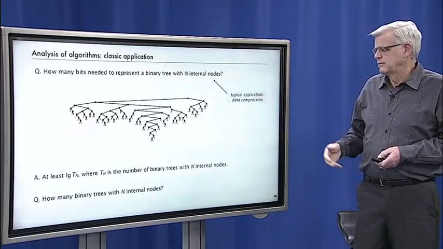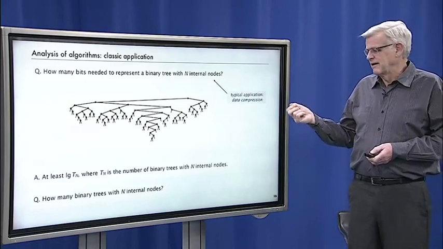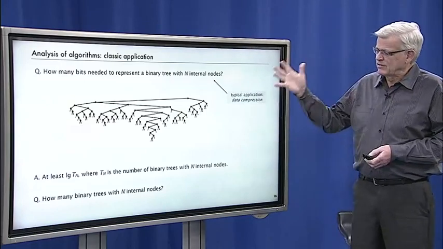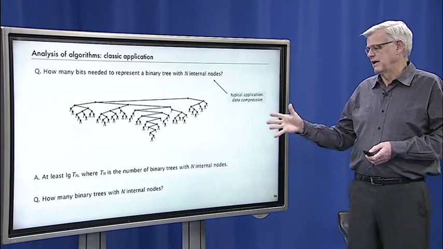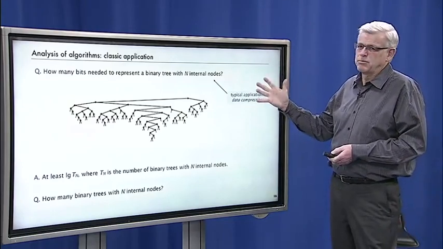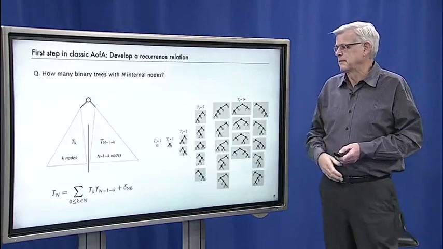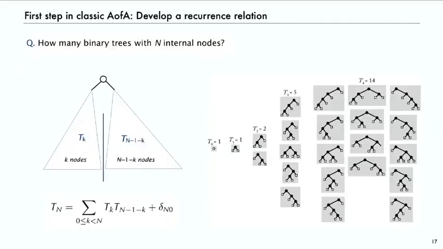So then the question reduces immediately to a counting question. How many binary trees are there with n internal nodes? So that's a classic application of analysis of algorithms. We have this practical problem and we want to solve this counting problem. So the first step in the classic analysis of algorithms is to go ahead and develop a recurrence relation.